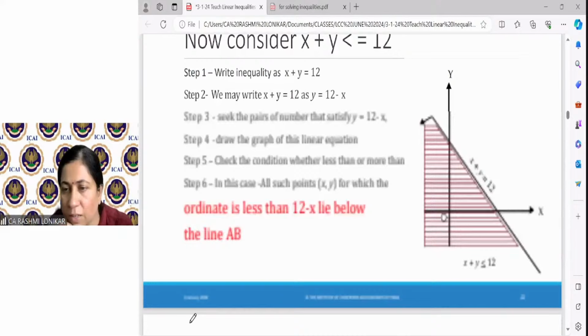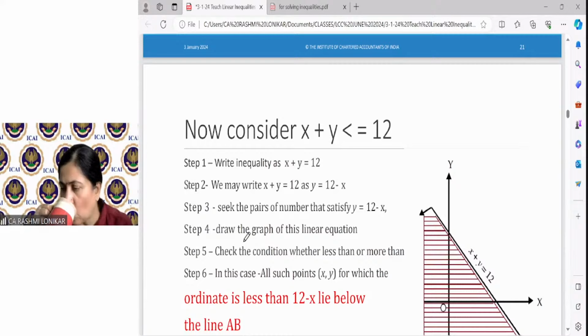Now, what is the third condition? This is where we use the earlier thing that we do. First, we'll write the inequality as an equality. Second step, we'll put y on the left hand side and all others on the right hand side. Third step is we'll put values for x and y and find the values. I put the value of x, find the value of y. I put the value of y, find it for x. Once I've done that, I'm going to draw the graph using these points.